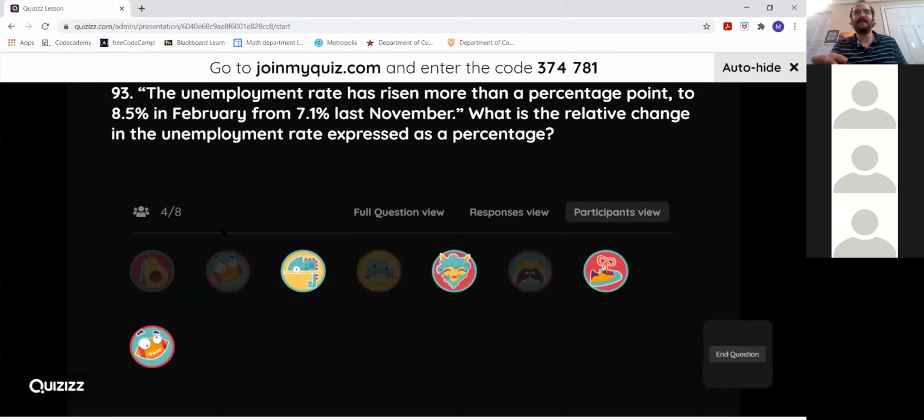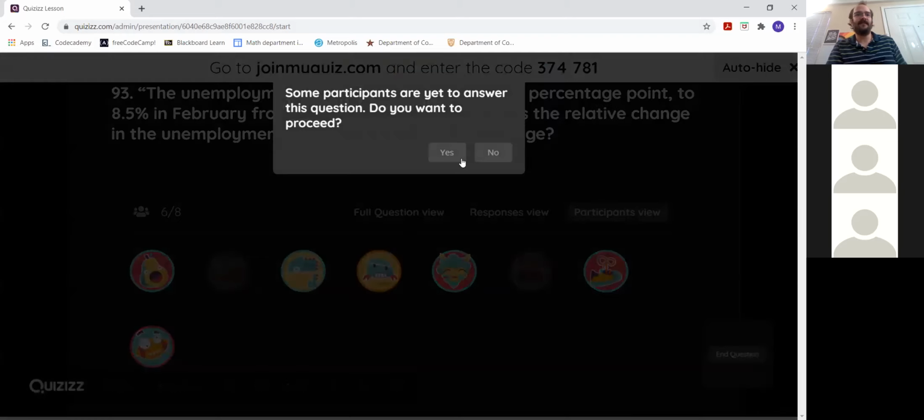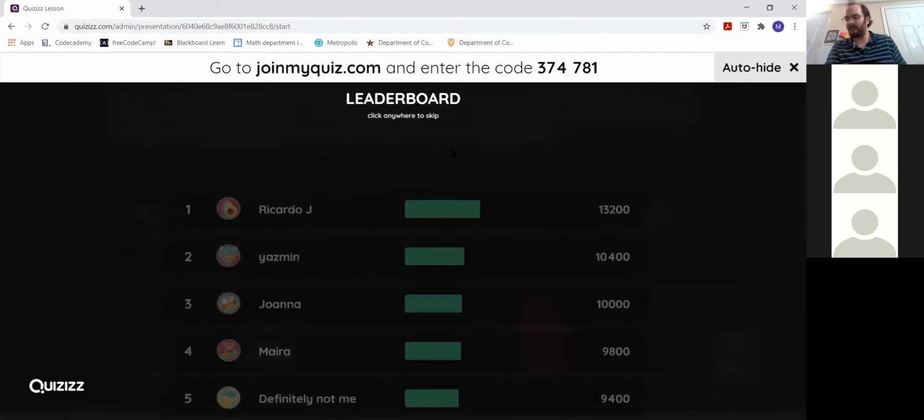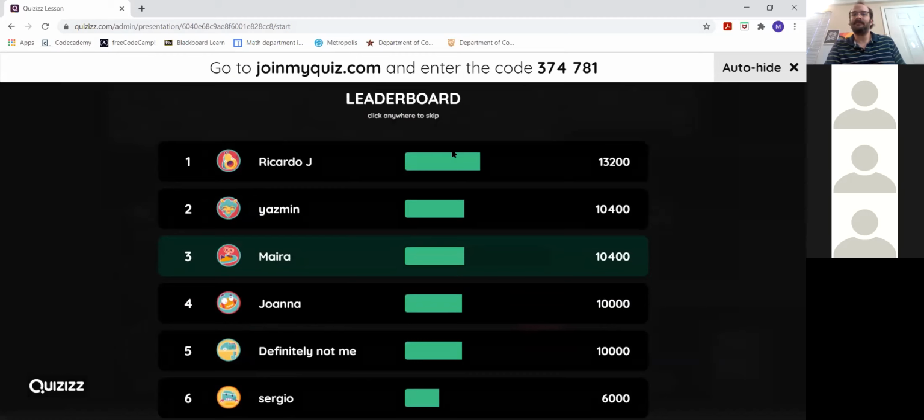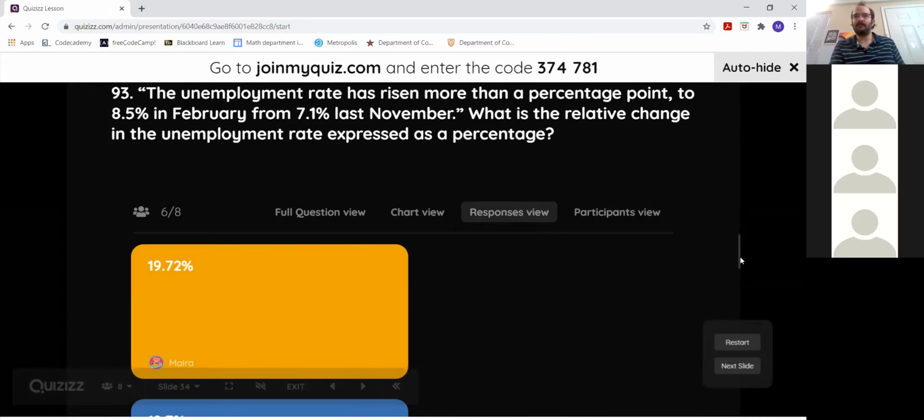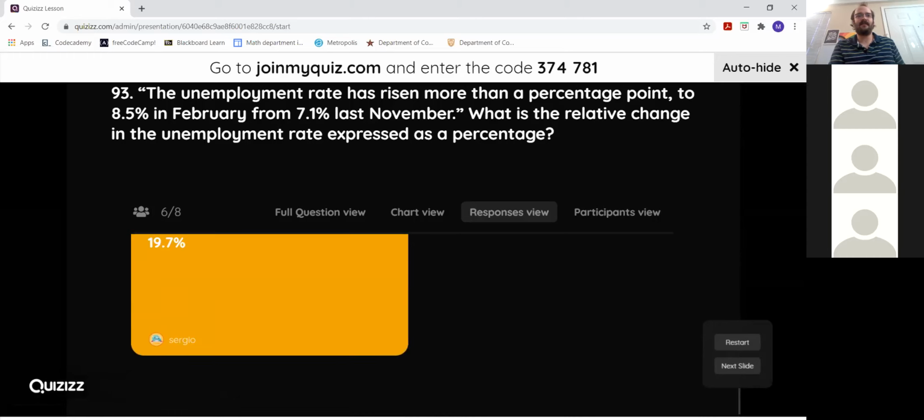One last one. All right, we did enough of these relative differences. It should be 19.71, 19.72, round it up. 19.7, just rounding. All right.